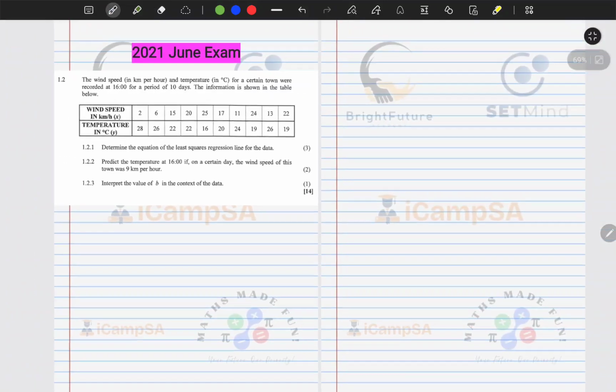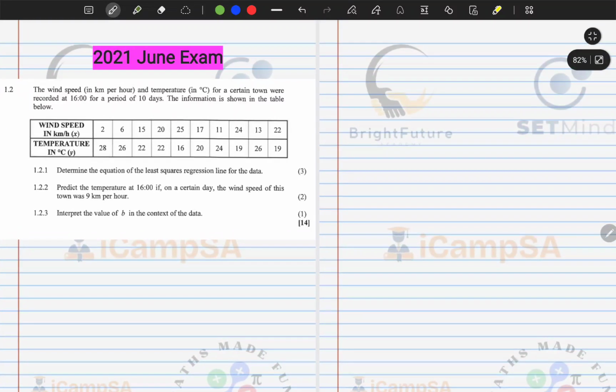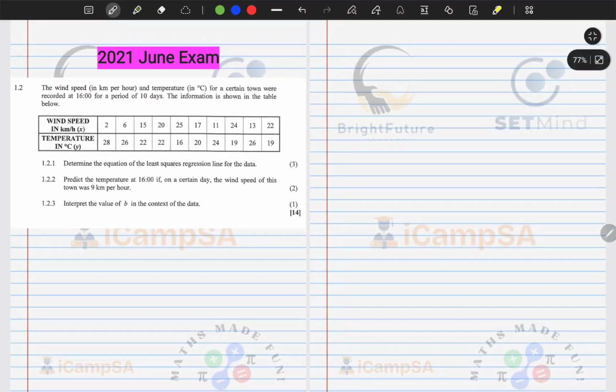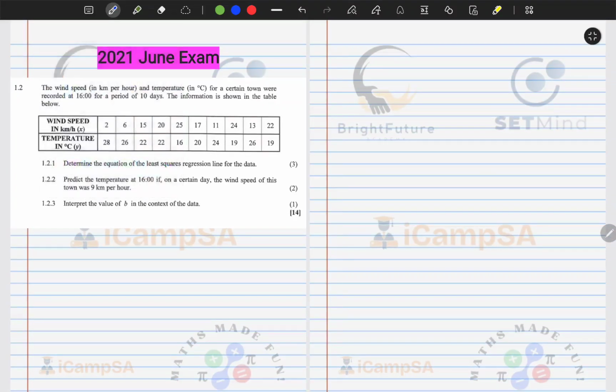And on the next question, we're looking at the 2021 June exam. We are told the wind speed in kilometers per hour and temperature in degrees for a certain town were recorded for a period of 10 days. So the information is shown in the table below. The first question, they want us to determine the equation of the least squares regression. So let's go ahead and cook.